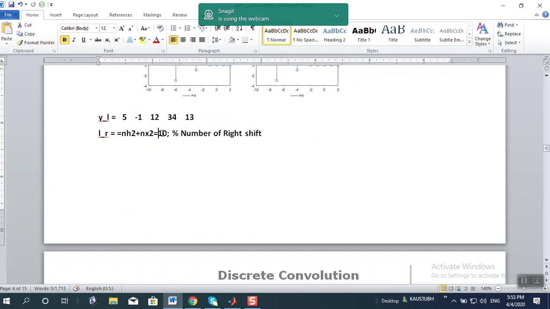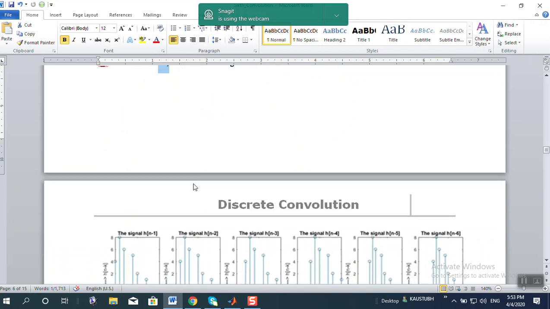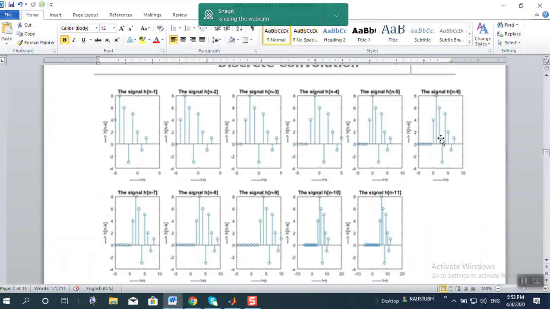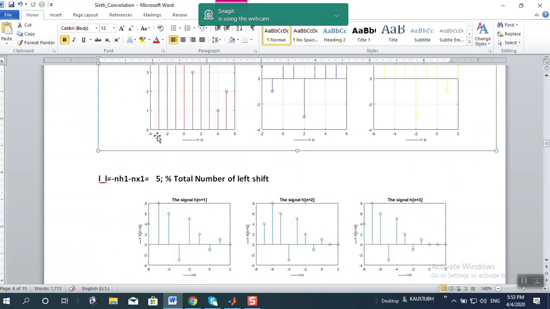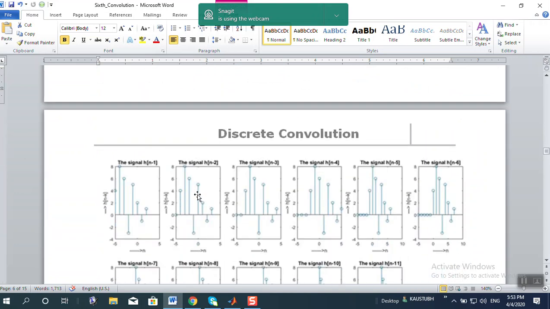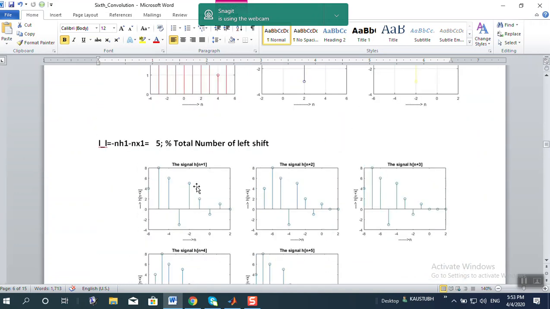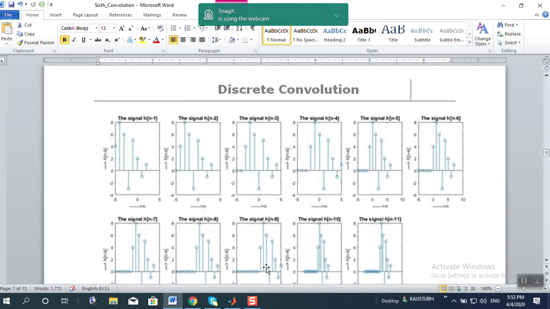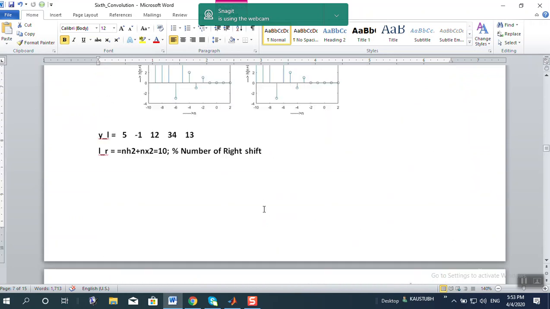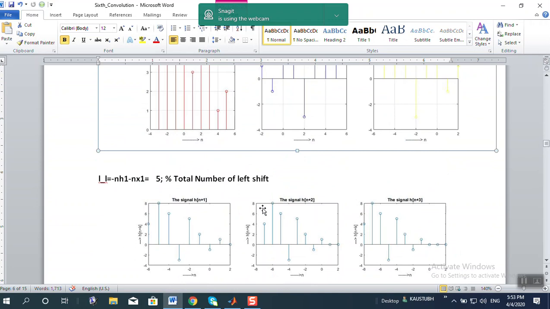Now the total number of right shifts will be 10. So these are the 10 right shifts. After each shift, this is being multiplied with this and we take the summation, then this will be multiplied with this, take the summation, and so on and so forth for all these 10 shifts. Okay, so I hope you understand how it is 10.